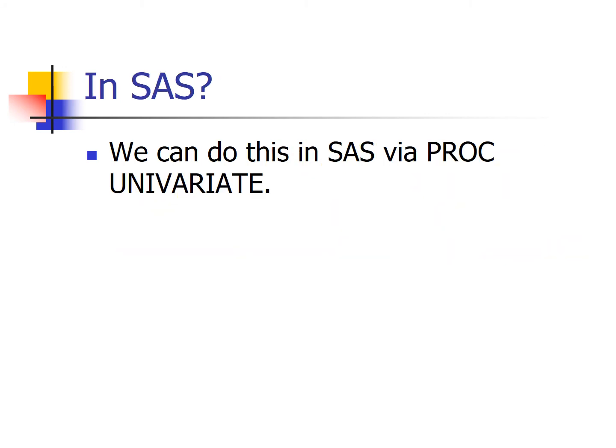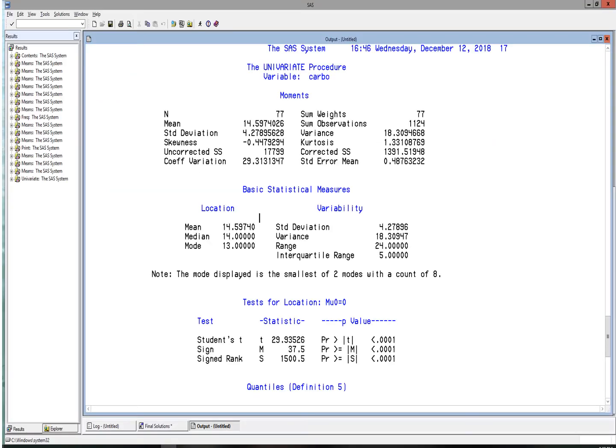Now, as I mentioned, we can do this in SAS. We can do it in SAS through proc univariate. Let's go ahead and take a look at that. Here's proc univariate. It's the cereal data set. I did carbohydrates. So this is just standard proc univariate output. All I did was just var carbo. No extra tweaks, no extra syntax.